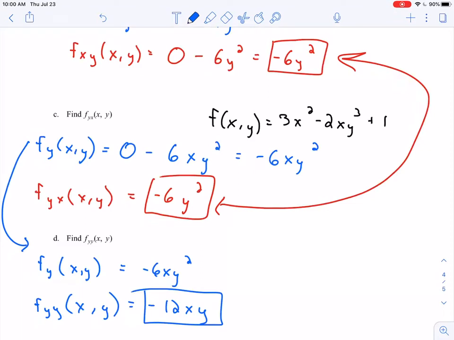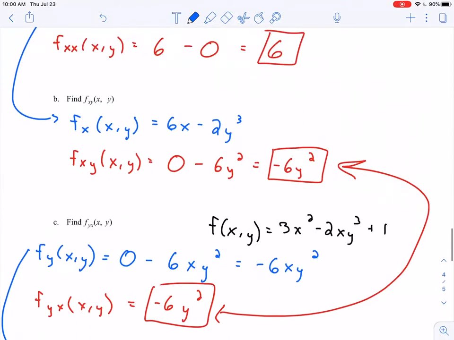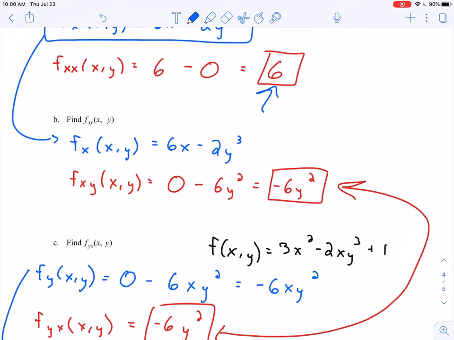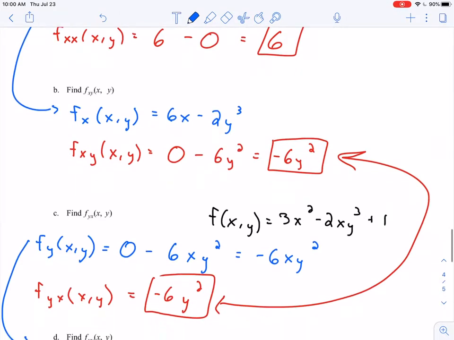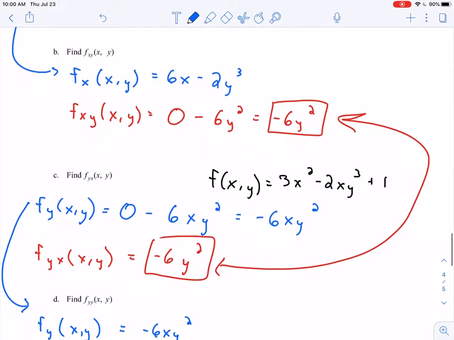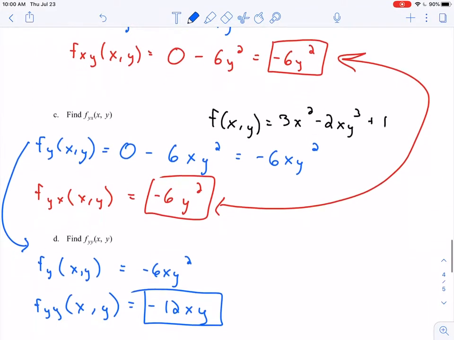Notice here, negative 12xy, that absolutely does not match the second order partial derivative with respect to x of 6. So just be careful. The two middle ones will usually match up, but that is not true for f sub xx and f sub yy. These two will not be the same.